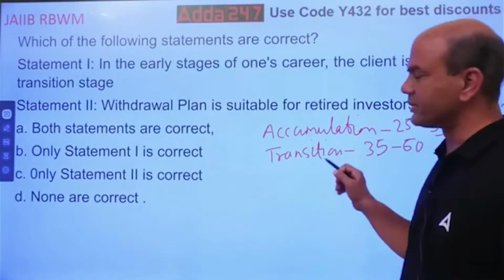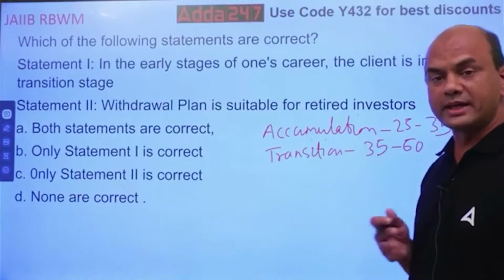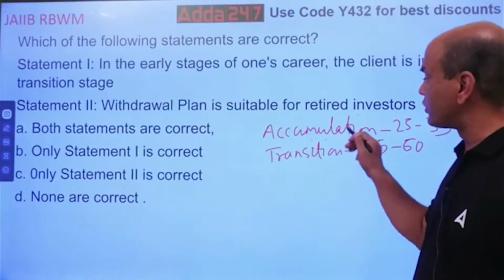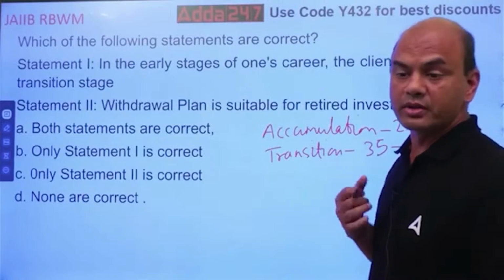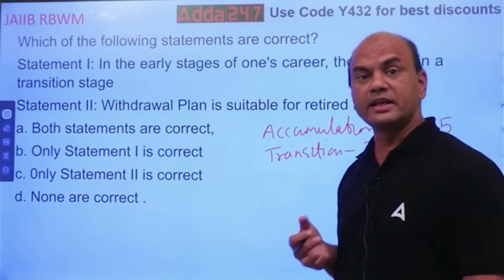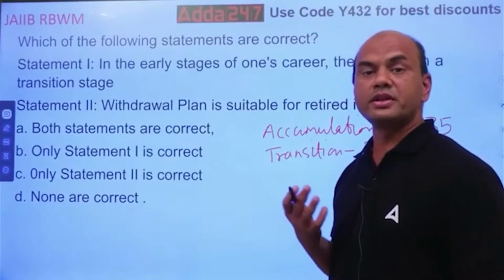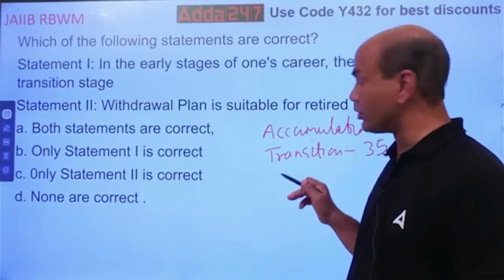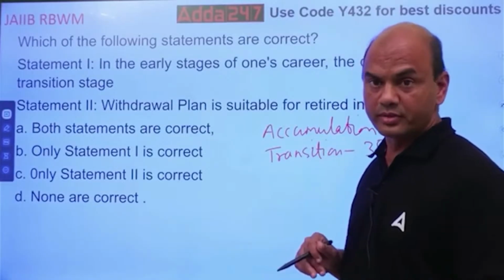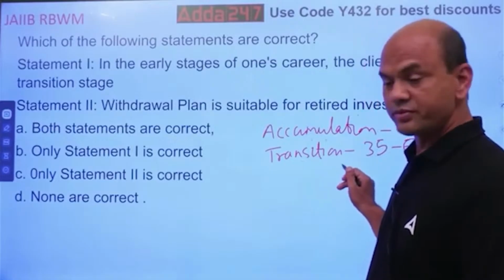In this phase, what happens? You don't accumulate too much assets. You try to maintain whatever assets are there, and whatever SIPs you have started or any insurance which you have started. You try to maintain that. You don't try to go for a new one. Okay, so this is transition phase.